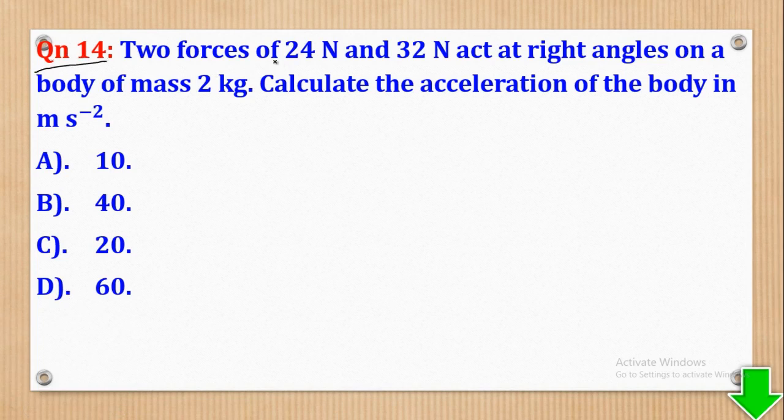Two forces of 24 newtons and 32 newtons act at right angles on a body of mass 2 kilograms. Calculate the acceleration of the body in meters per second squared. Option A is 10, option B is 40, option C is 20, and option D is 60.